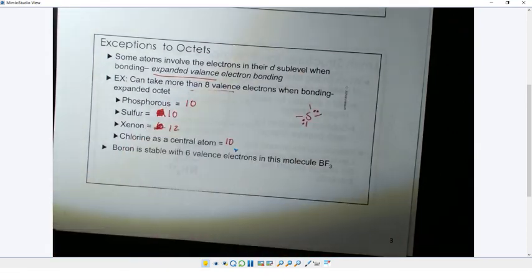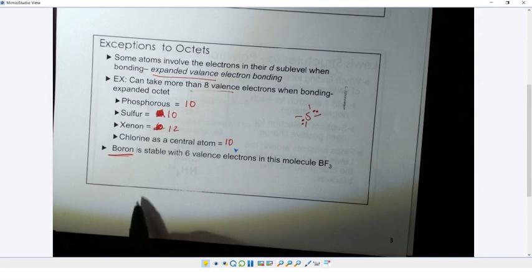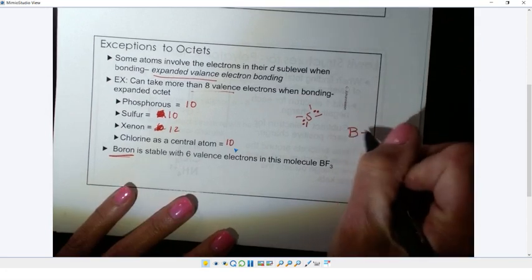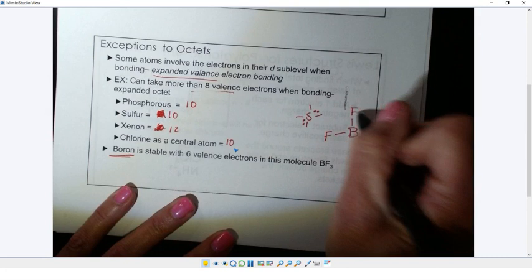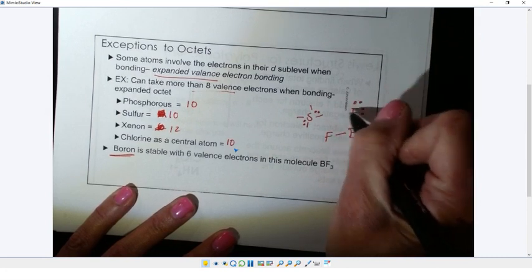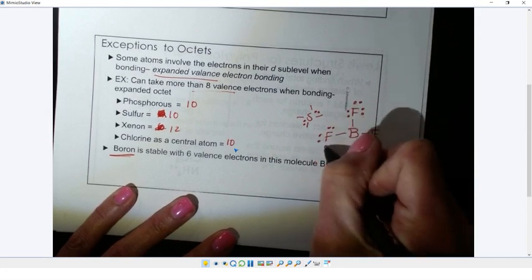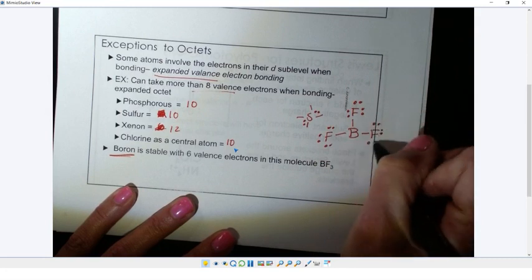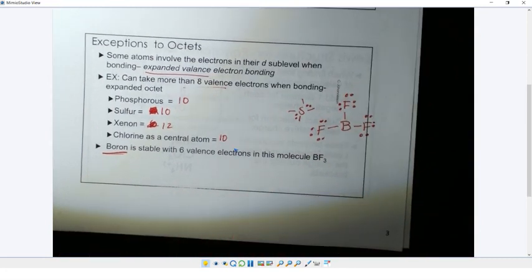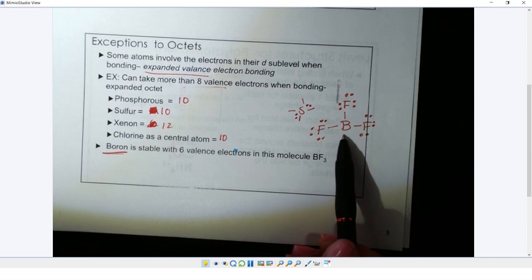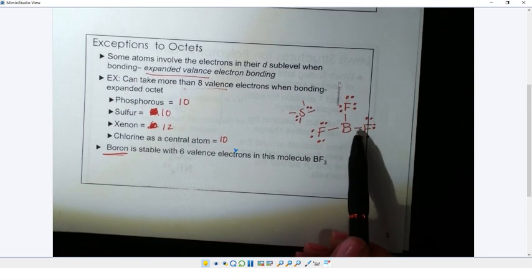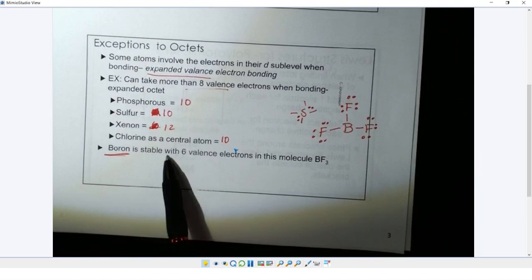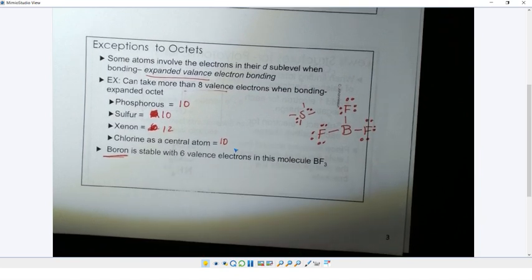So boron is the opposite. In that structure on the very first page, boron is in the center. Boron will be happy with 6. He's stable with 6. So that's why there's no lone pair of electrons right here. He's got 2, 4, 6. So he's happy with less than 8 electrons, and he's stable that way. Okay?